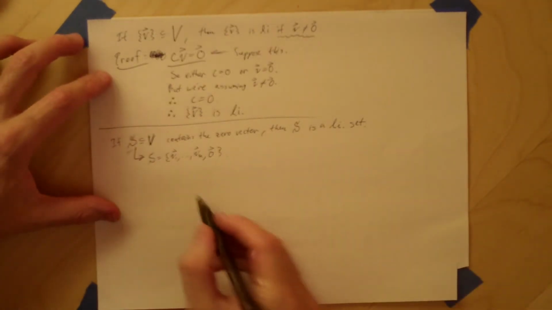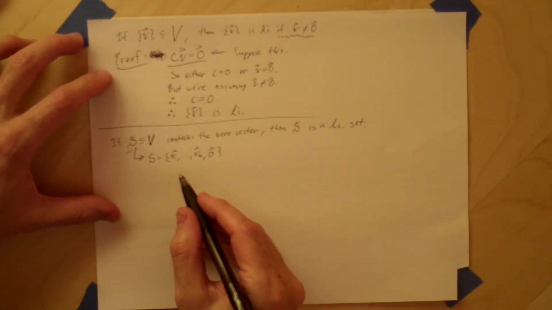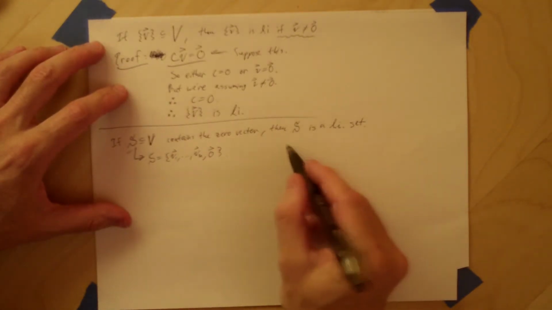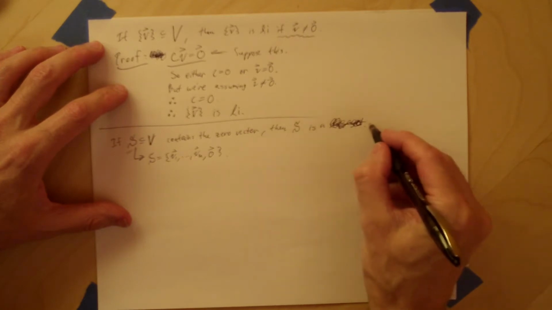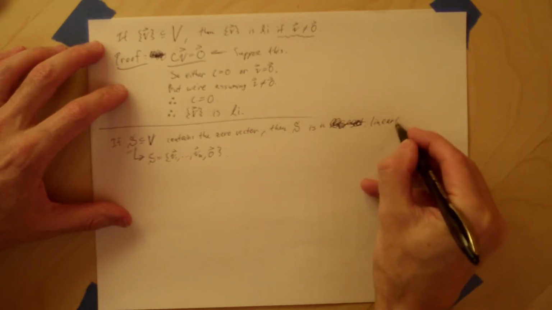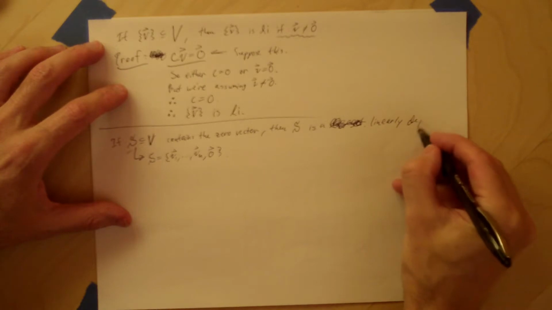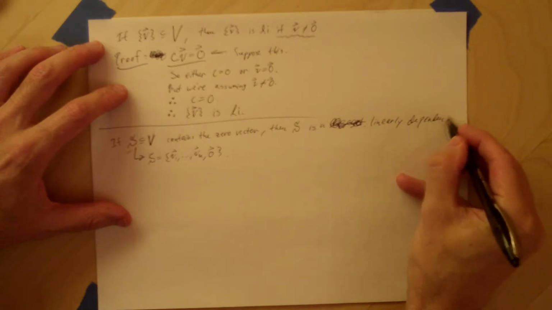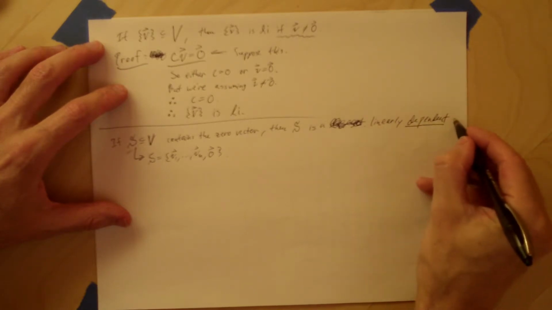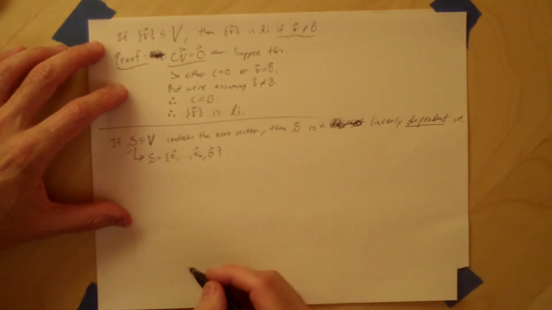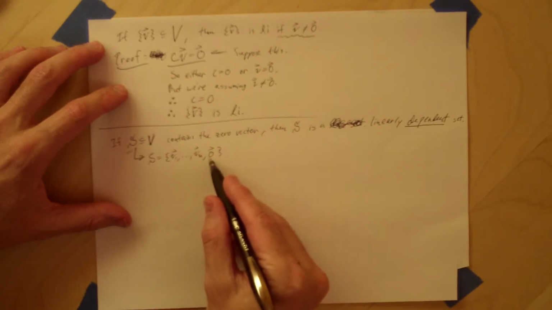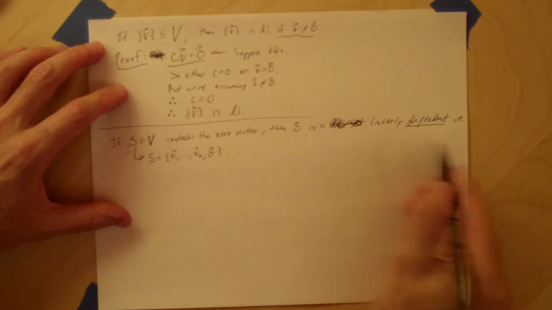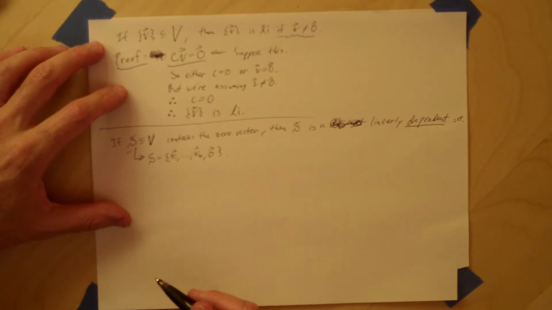Now then, oh dear, I got this wrong. S would be a linearly dependent set is what I'm trying to show here. Not linearly independent. So any set of vectors that happens to contain the zero vector will be a linearly dependent set of vectors, so not linearly independent. Okay, that's what we want to show.